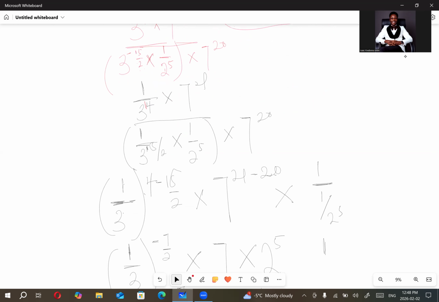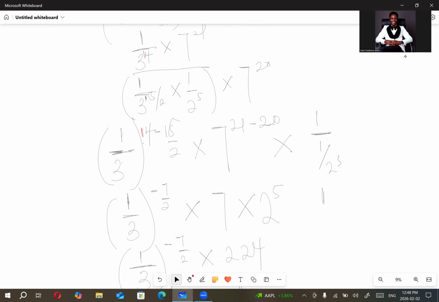So that'll be 1 over 3 exponent 14 minus 15 over 2, times 21 minus 20. Yeah. Okay. Now 14. So we have 14 minus 15 on 2. That's 13 over 2. So this side will be 13 over 2.